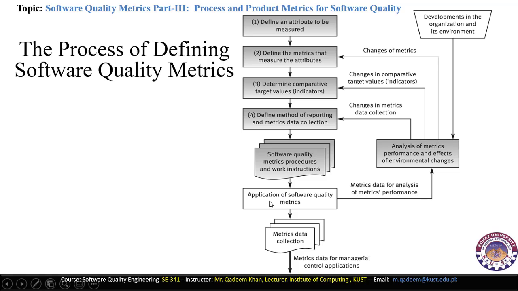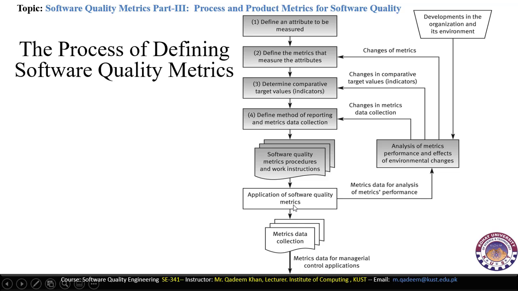Next we have the applications of software quality metrics. Here we will identify that the applications of software quality metrics include different tools which will help us to calculate the metrics. So here we will identify different software metrics applications, and these tools will be automated tools. Now, when all these steps are successful, then we will collect the metrics data.